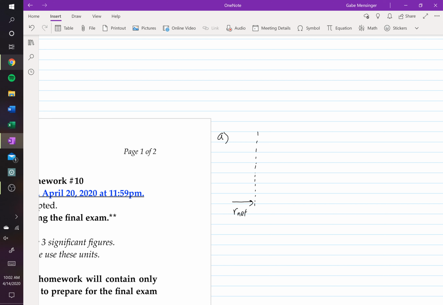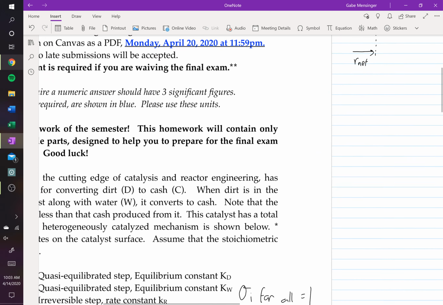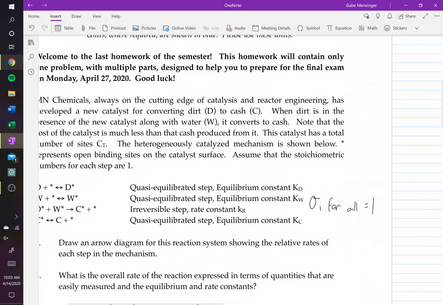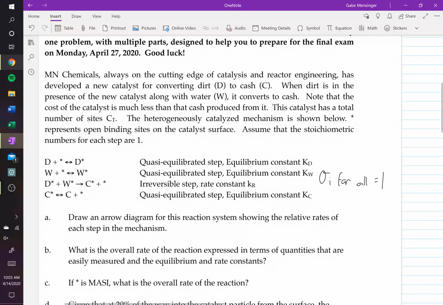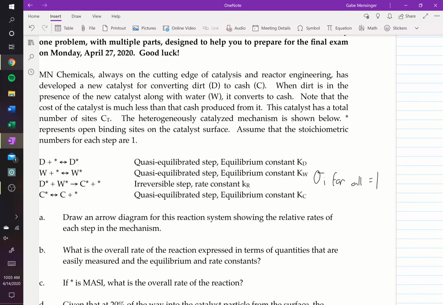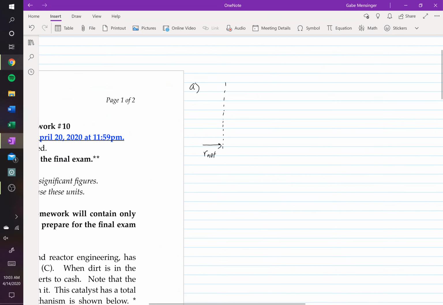Okay, so we have our arrow diagram where our R net is represented by this dotted line here, and remember that we have 3 QE steps. And QE represents that the reactions are going so fast in both directions that they are essentially equal. And they are going so much faster than the actual rate determining step. And remember that the rate determining step is as fast as R net. So you'll draw the arrow diagram based off of that. And then moving on to, I'll leave part A up to you guys.